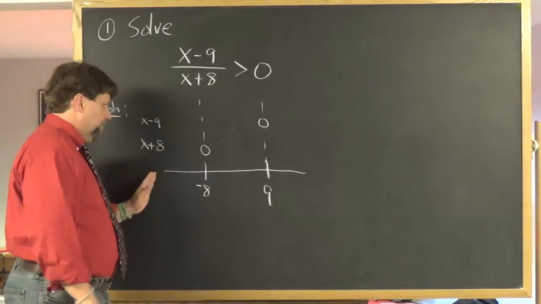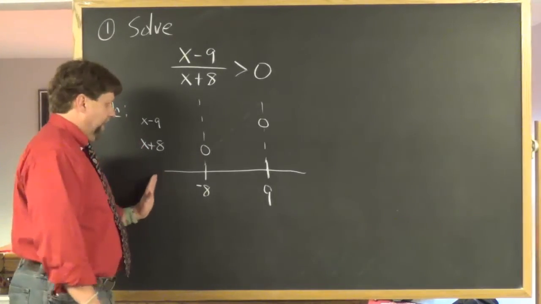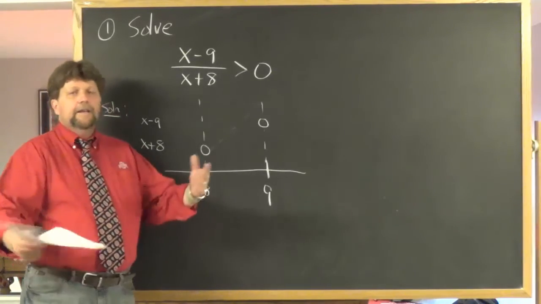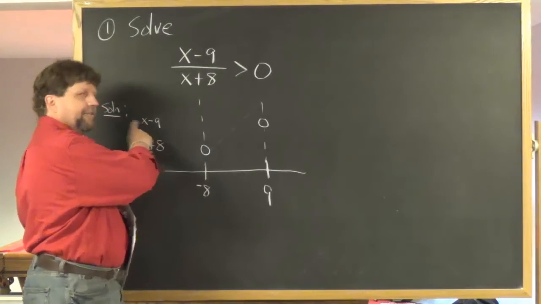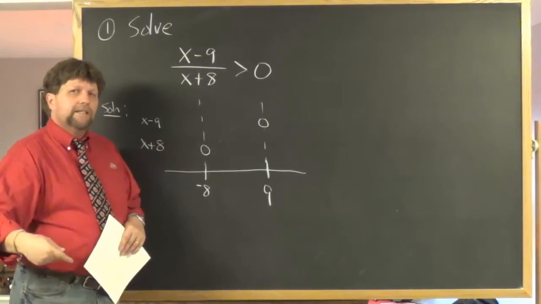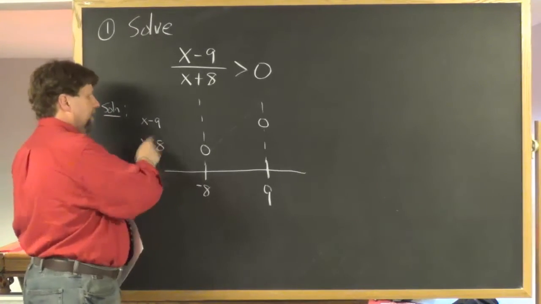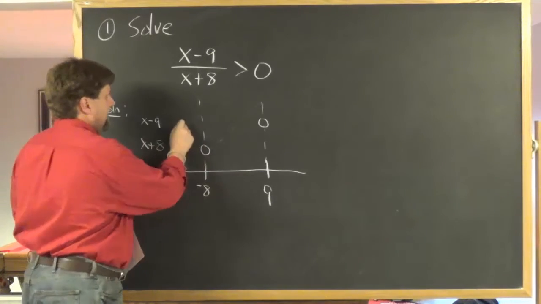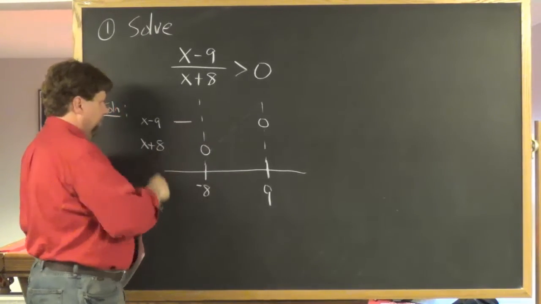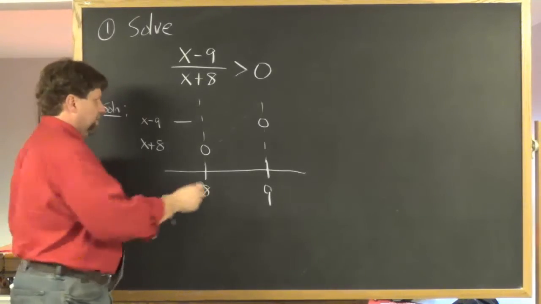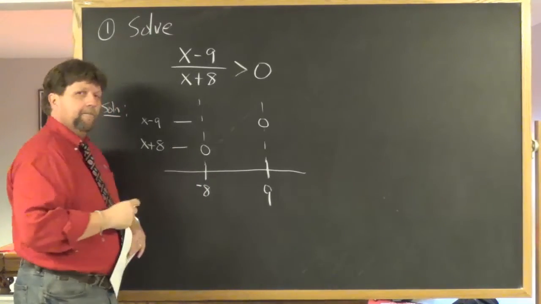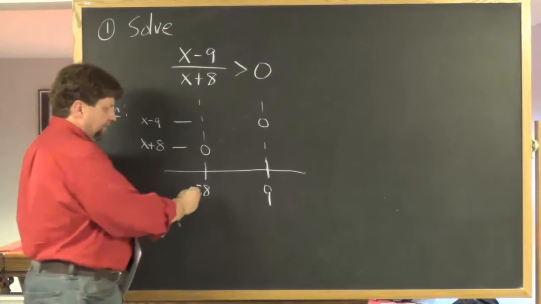Pick a number that you know is definitely in the interval from -infinity to -8. Say -10. Put -10 in here for x. Does it give you a positive or a negative? Well, -10 minus 9 is -19, so it's negative. Put -10 in here for x. -10 plus 8 is -2, so negative. Move to the next interval.